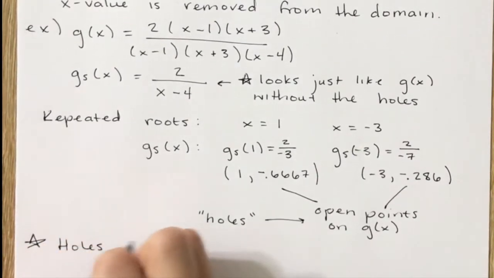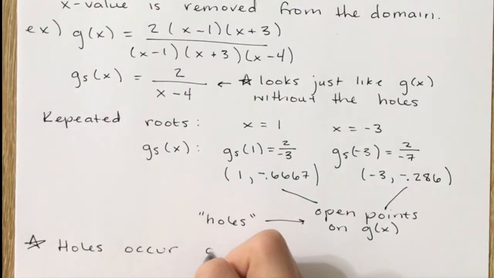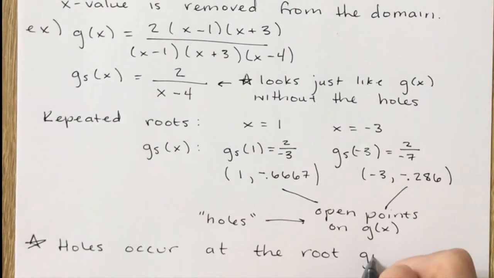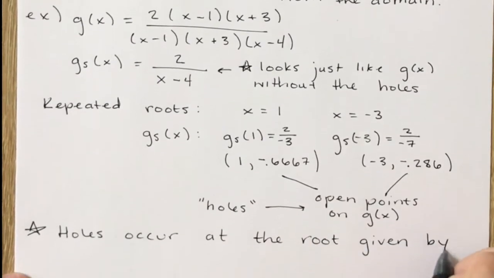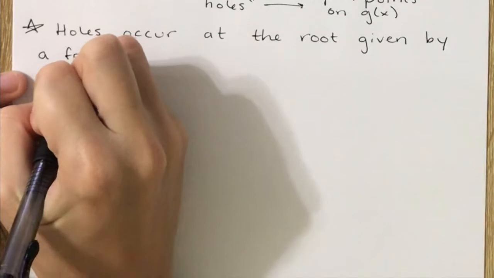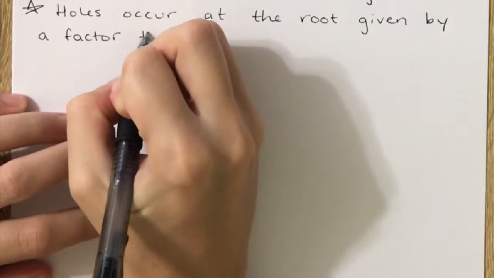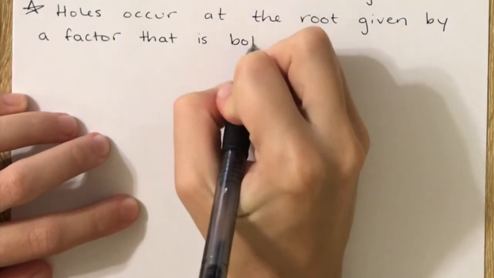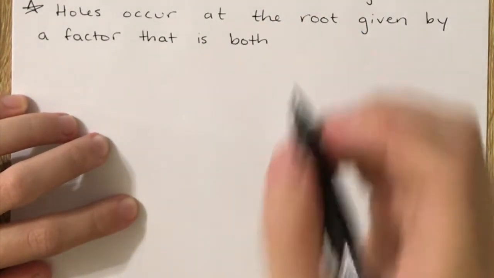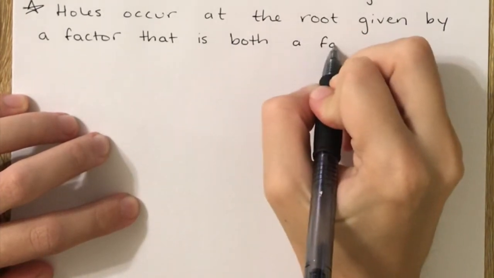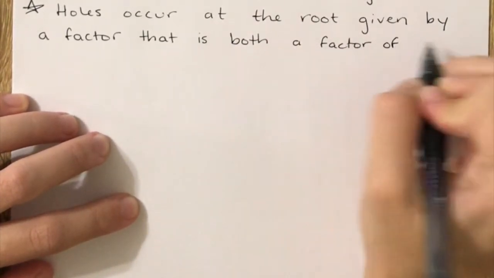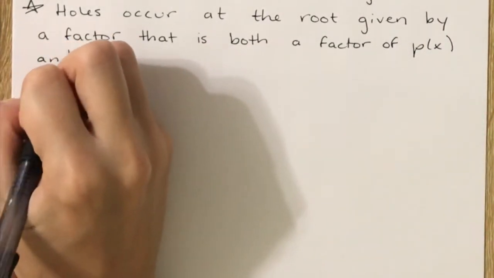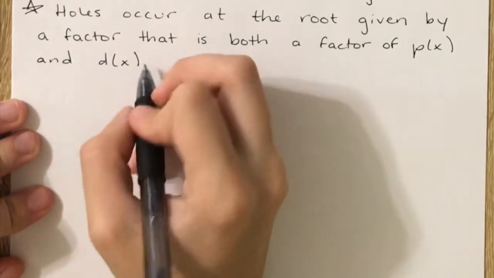Holes occur at the root given by a factor that is both a factor of p of x, the numerator, and d of x, the denominator.